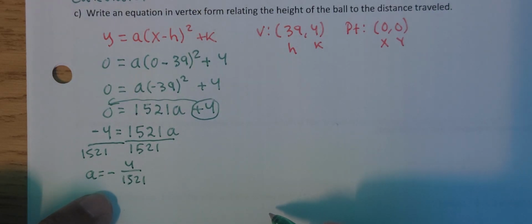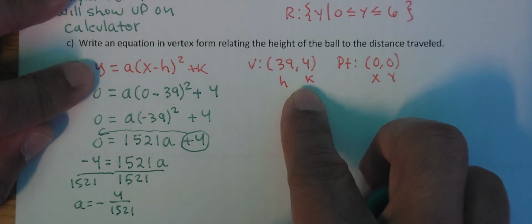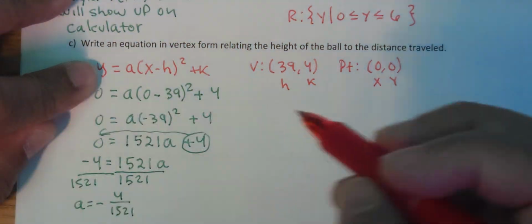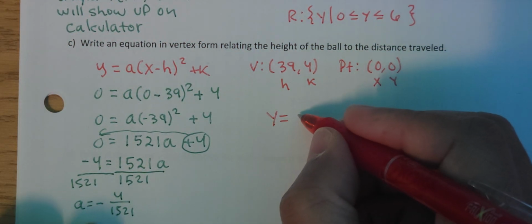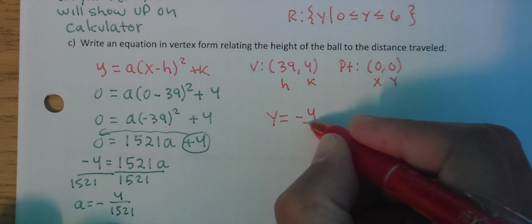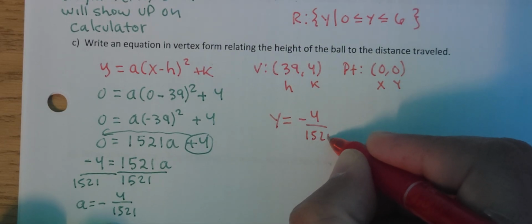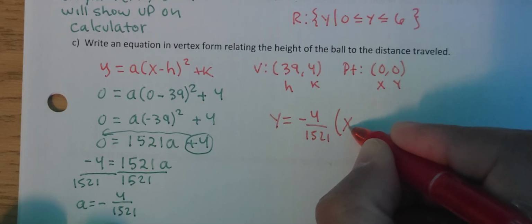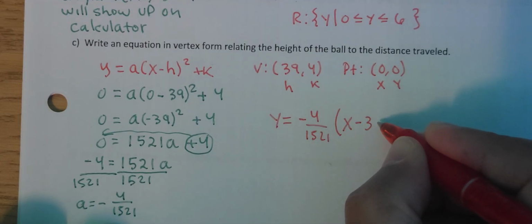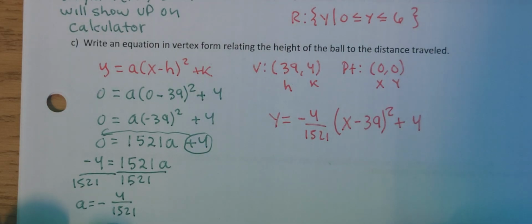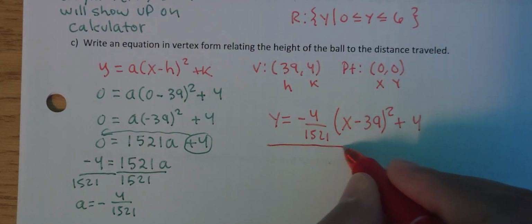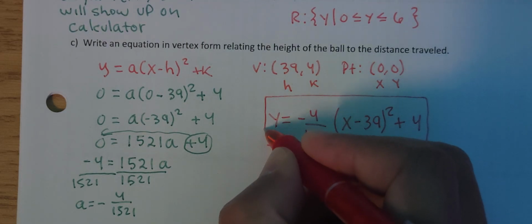So once we know the value of a, we can write the equation because we know the vertex. So then the equation for this problem is y equals, let's see, a is negative 4 over 1521, open parentheses, x minus h, so x minus 39, take the square, and then plus the k value, which is 4. And you can check this on a calculator, by the way, if you want, okay? So then this is what the problem looks like.